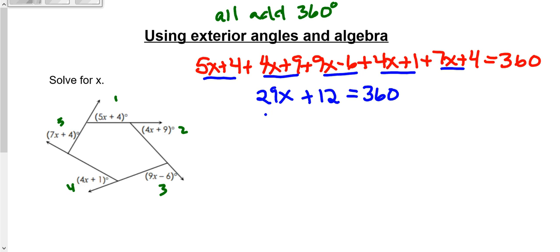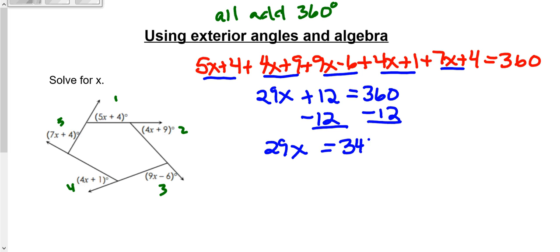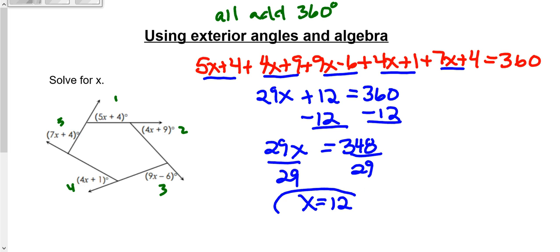So then we got 29x. I'm sorry, I skipped ahead a little bit. Go back. I'm going to subtract 12 on both sides. Get 29x equals 348, divided by 29. x is 12.